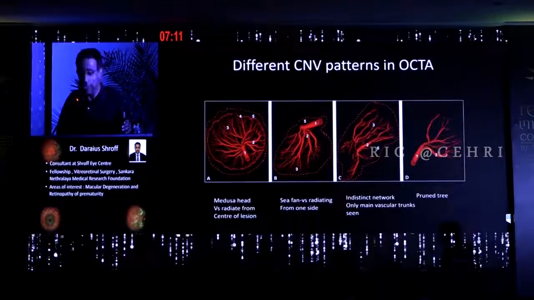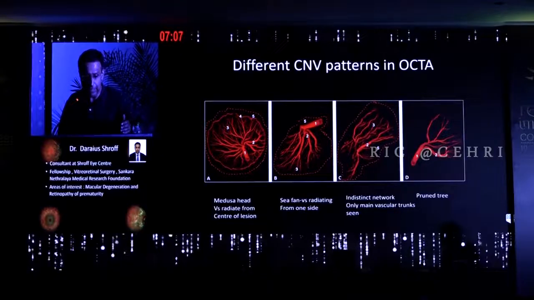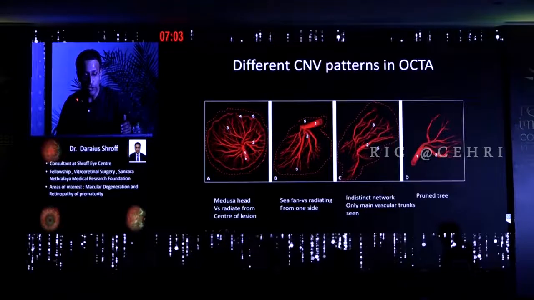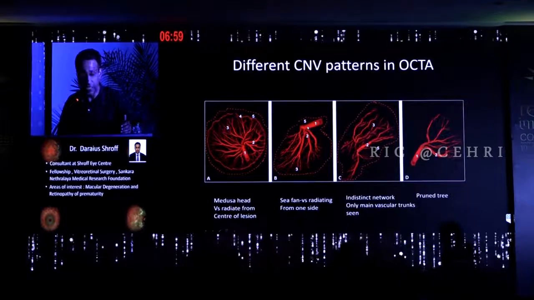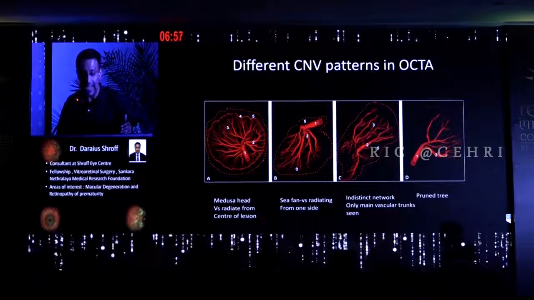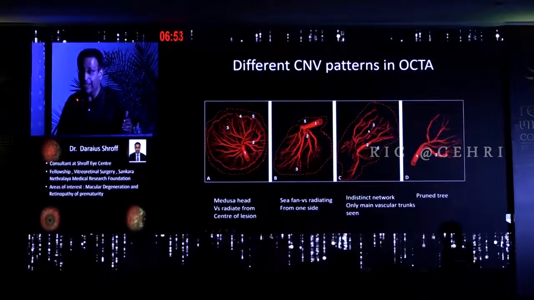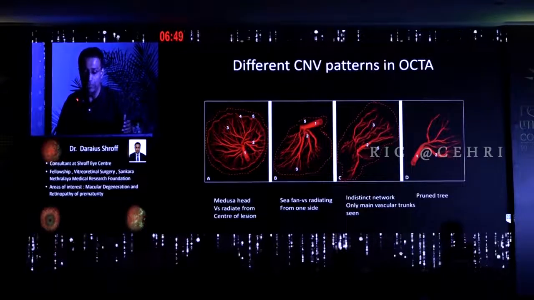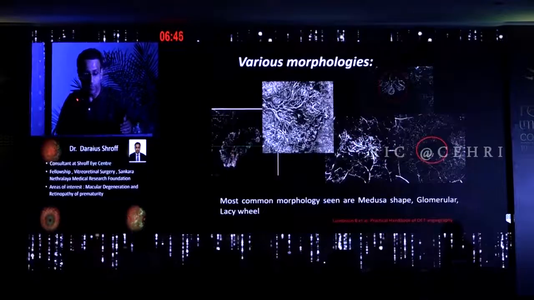So here we start with the beautiful patterns. The first one is the Medusa Head. The main thing about this is that you can see the vessels radiate from the center of the lesion to a center stalk. The second being the C-fan, where you can see the vessels radiating up to a particular side. There's an indistinct pattern with vascular trees, and these are the ones which are supposed to be the more mature ones, the pruned tree and the indistinct network. So these are the beautiful morphologies.